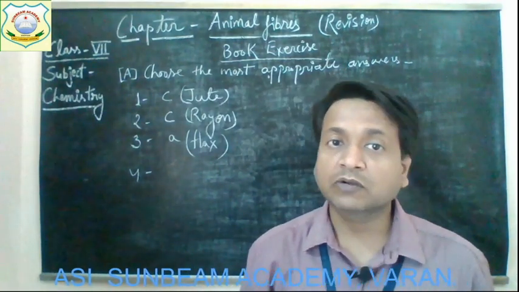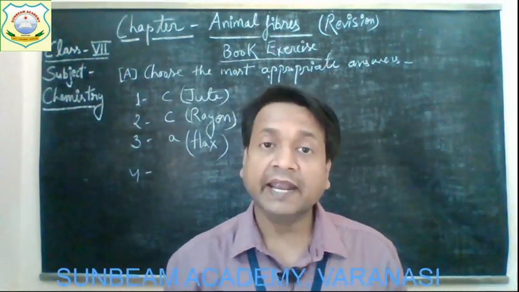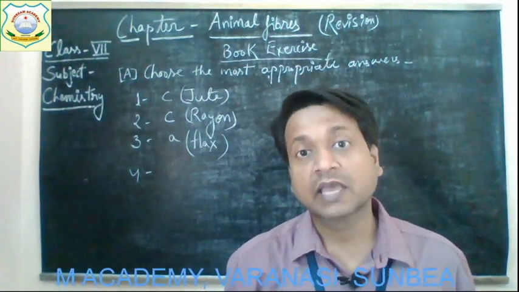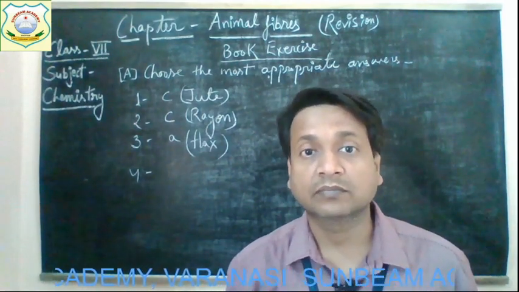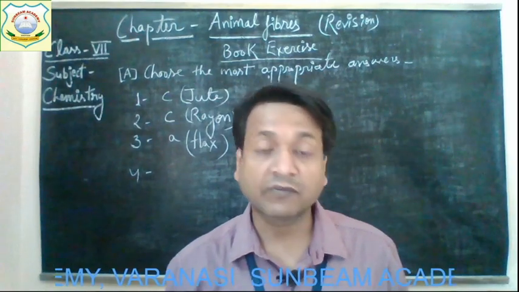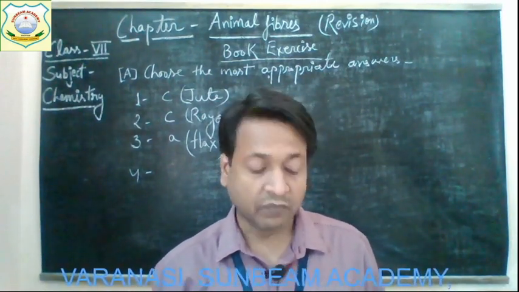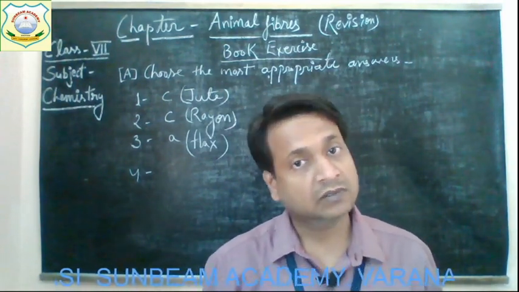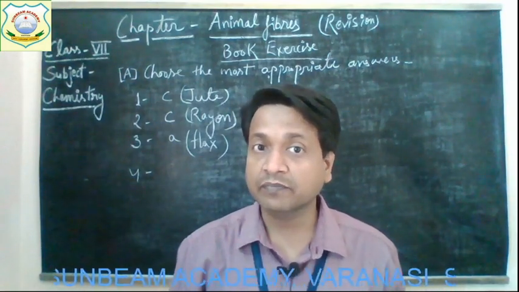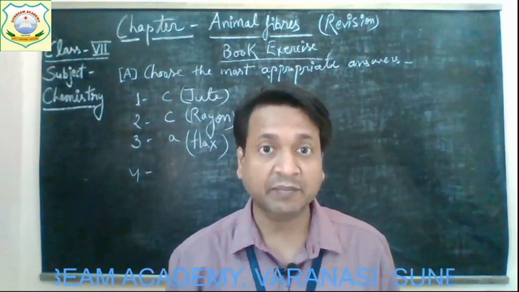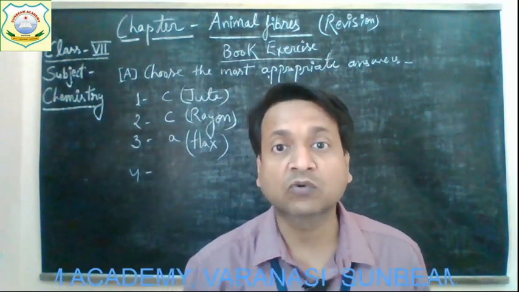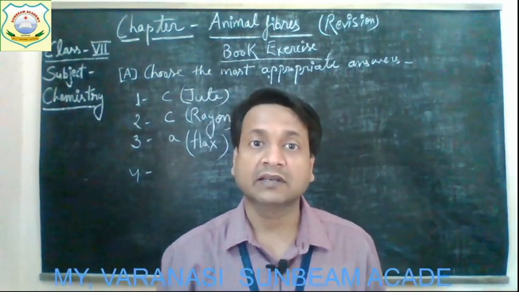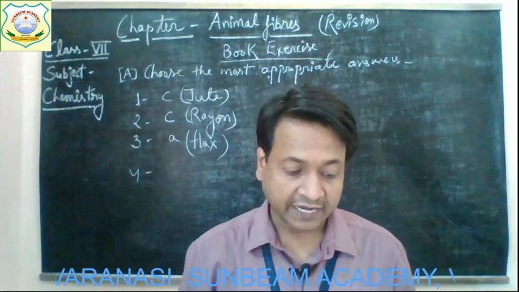Now, children, come to question number 4. A rare and expensive fiber called Kashmiri is obtained from. The options are the first one, camel, second one, rabbit, third, goat, and the fourth, sheep. That you know very well, because we have already discussed it. It is obtained from a kind of goat, and the name of that goat is Kashmiri goat. This goat is found in the Himalayan region like Tibet. So the correct answer will be goat.